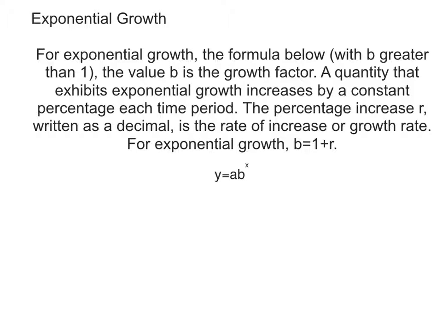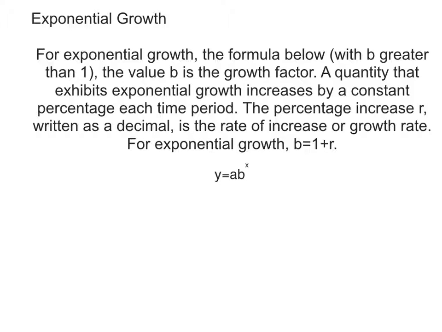it says for exponential growth, the formula below, which is y equals a times b to the x, we've used before, where b is greater than 1, then the value of b is the growth factor. A quantity that exhibits exponential growth increases by a constant percentage each time period. The percentage r, written as a decimal, is the rate of increase or growth rate. And to find exponential growth, we use b equals 1 plus r.